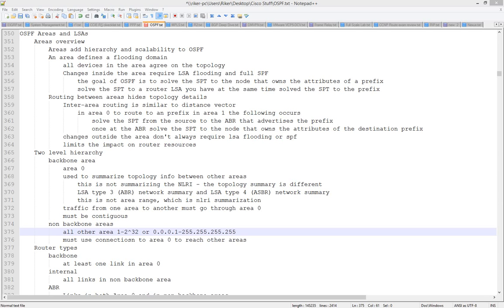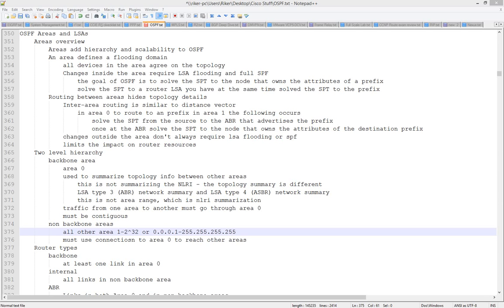So areas in general add hierarchy and scalability to OSPF. An area defines a flooding domain, so all devices in the area agree on the topology. Changes inside the area require LSA flooding and a full SPF run. The goal of SPF is to solve the shortest path tree to the node that owns the attributes of a prefix. That's the idea of OSPF.